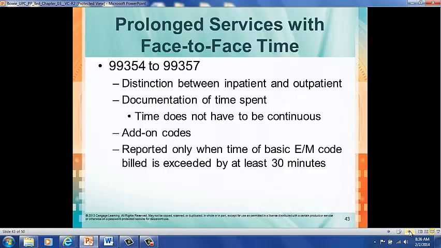Total face-to-face time does not have to be continuous, but the codes are to be used only once per date of service. Time must be clearly documented. These codes are considered add-on codes and can be used only if the time of the basic E&M code billed is exceeded by at least 30 minutes.